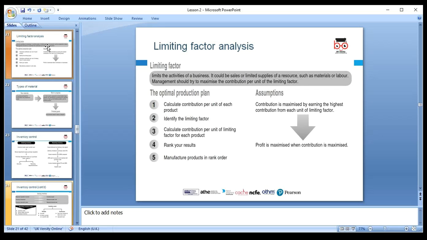Limiting factor: none of us really has unlimited resources. We have unlimited wants, but we have limited resources. So what we need to do is find the various alternatives to use these limited resources effectively to maximize our profit.